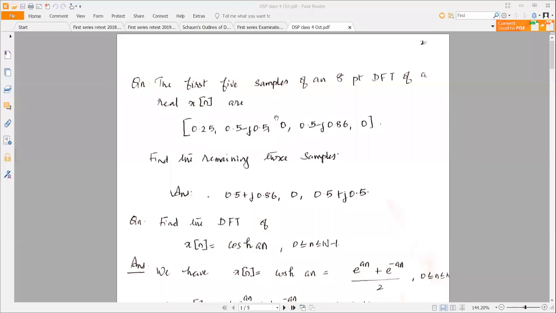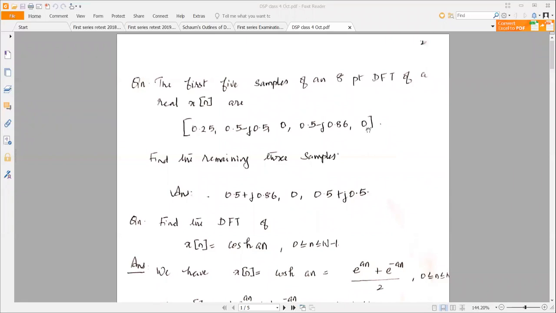Since it's an 8-point sequence, let us label the samples. This would be X of 0, X of 1, X of 2, X of 3, and X of 4. Since capital N is equal to 8, X of 4 is X of N by 2. Therefore, X of N by 2 plus 1 would be the conjugate of X of N by 2 minus 1. And X of N by 2 plus 2 would be the conjugate of X of N by 2 minus 2. So that way you can compute the other samples.